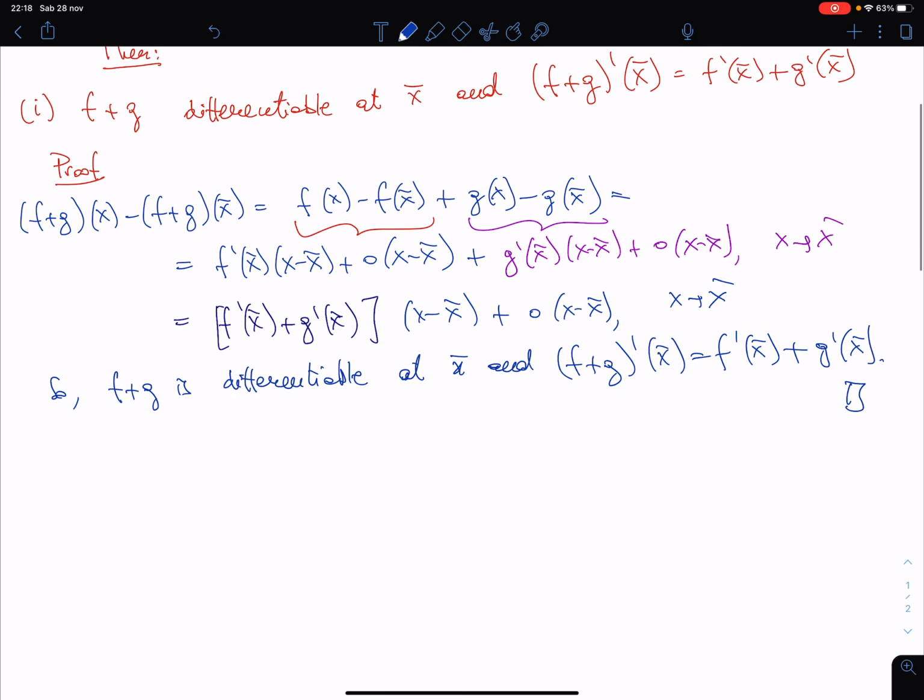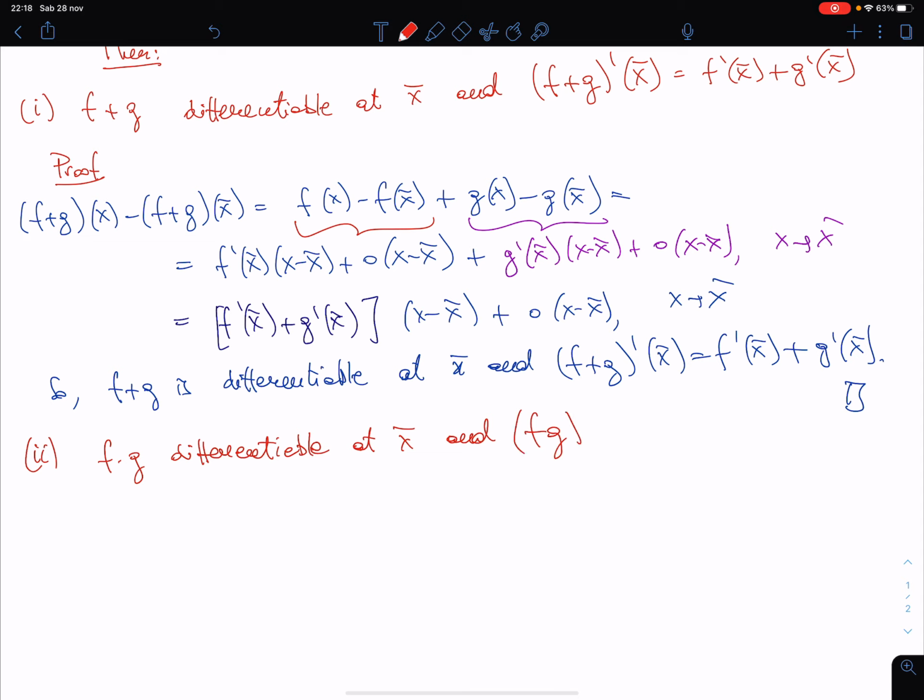So the second rule is about fg. So we have that also f times g is differentiable at x bar, and (fg) prime of x bar is equal to f prime of x bar g of x bar plus f of x bar g prime of x bar. This is called the Leibniz rule.